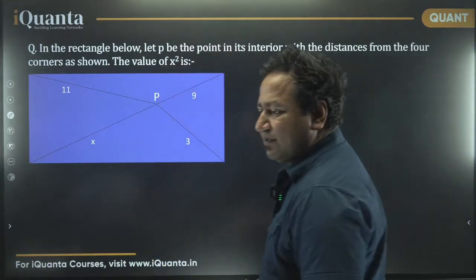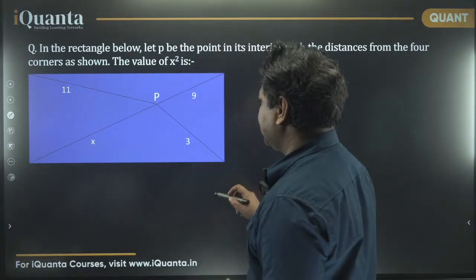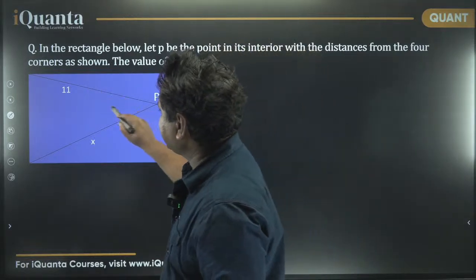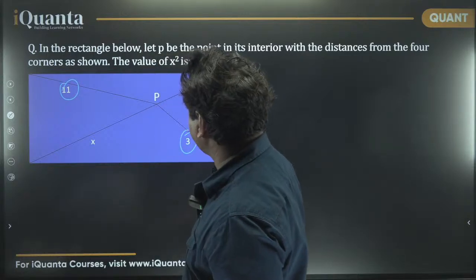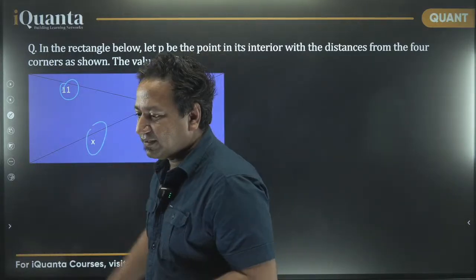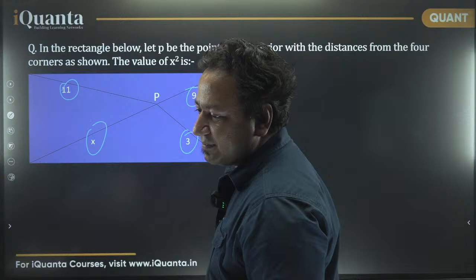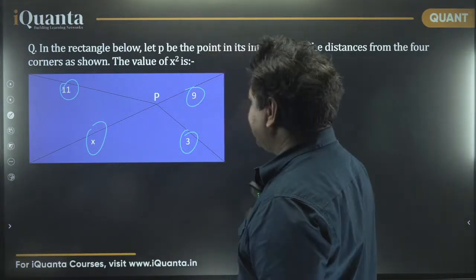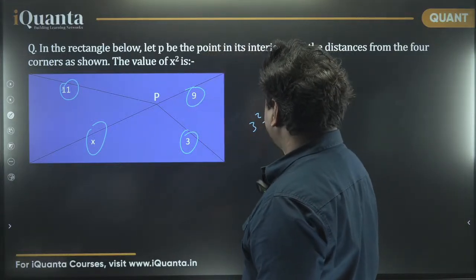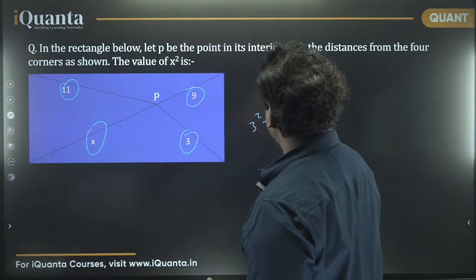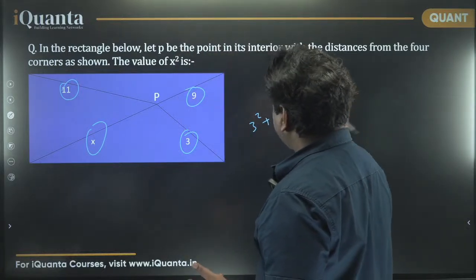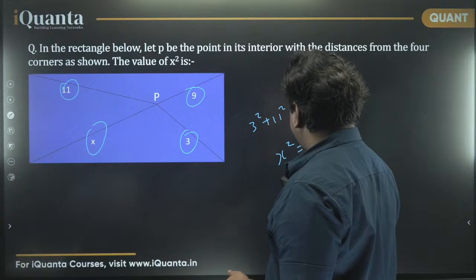Well, it's British flag theorem. Whenever we have something like this, square of this plus square of this is equal to square of this and square of this. So 3 square plus 11 square will be equal to x square plus 9 square. बाकी पता ही है, x square is 49. That's it.